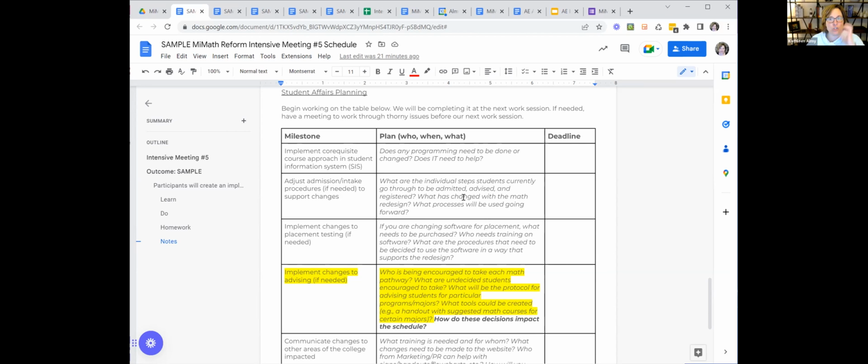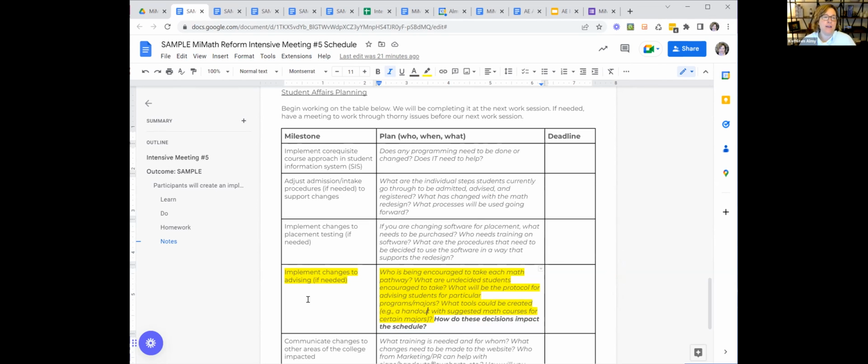That data is super valuable, because one of the things that you're going to need to be thinking about as part of the student affairs planning is what I've got highlighted here: who are you advising to take these different courses? Right now, you may have, as some schools have found, a whole bunch of people taking college algebra who shouldn't be in it. They should be in a different class altogether. So maybe we know that information, maybe we don't. Could we get some data in the next couple of weeks?